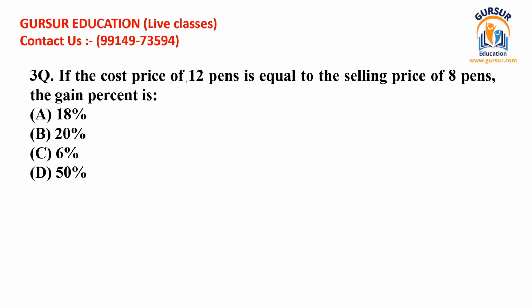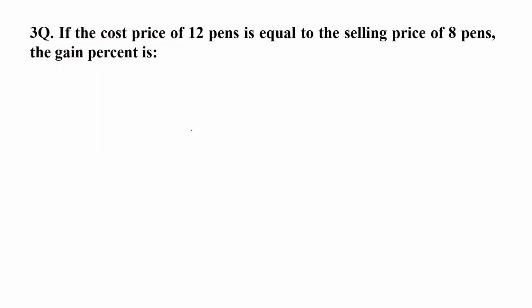It says that if the cost price of 12 pens is equal to the selling price of 8 pens, what is the gain percentage? Now you would see that this seems to be difficult, but I must tell you, I shall solve it in the easiest way. Suppose the cost price of 1 pen is 1 rupee. What the person is doing is saying that the cost price of 12 pens is equal to the selling price of 8 pens.